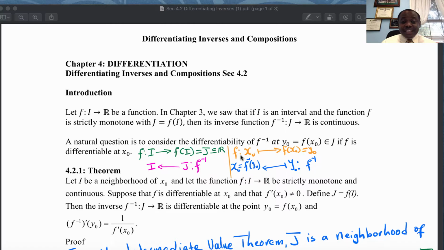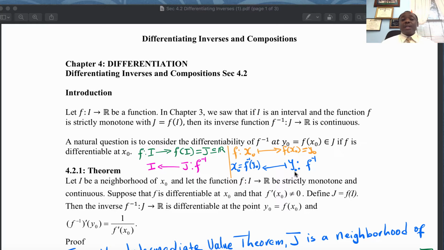So if f is differentiable at x0, would our f inverse be differentiable at y0? We already know f inverse is continuous. Does that lead to differentiability? And that is what we want to cover in differentiating inverses and composition.